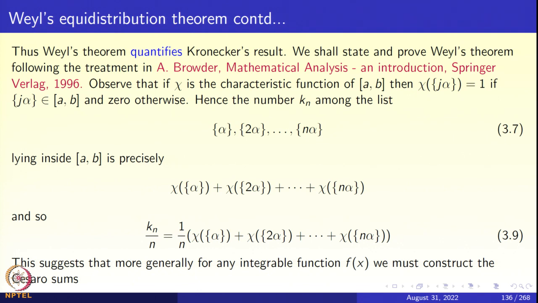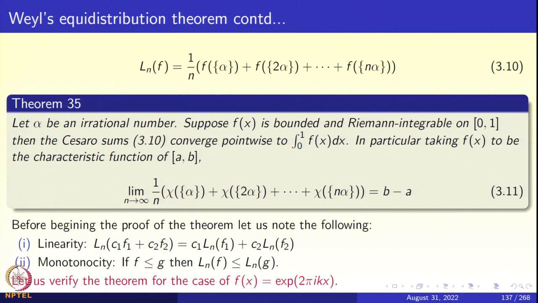So now, how do I count the number of times the elements in 3.7 land in the closed interval AB? Simply add the values of the characteristic function at these points, and that will exactly be kn. So kn by n is the arithmetic mean of chi of the fractional part of alpha plus chi of the fractional part of 2 alpha plus and so on plus chi of the fractional part of n alpha, 3.9. This suggests that we should look more generally, for any given integrable function f of x, replacing the characteristic function chi by f. Instead of 3.9, we should be looking at 3.10, the arithmetic mean of f of the fractional part of alpha plus f of the fractional part of 2 alpha plus and so on plus f of the fractional part of n alpha. Let us call that expression ln of f.